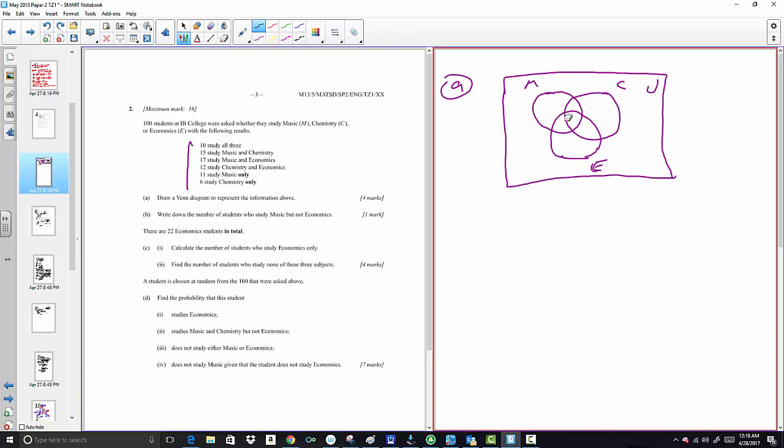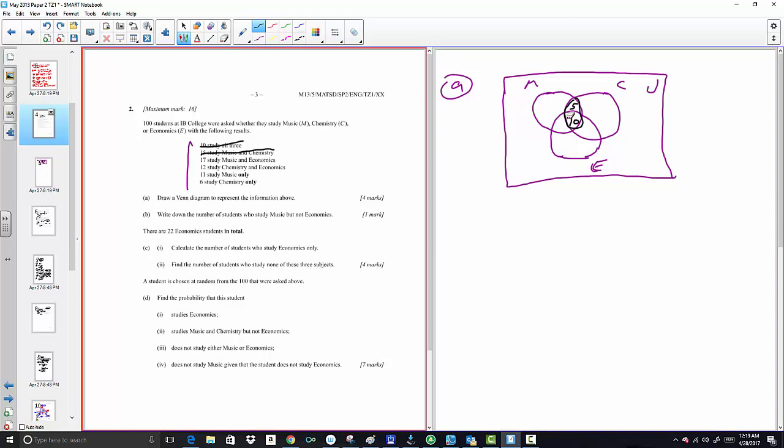10 studied all 3. So we got 10 in the middle. Done with that. 15 studied music and chemistry. So 15 belongs in this group here. There should be 15 people in the intersection of music and chemistry. We already have 10 sitting there, so this will be 5. Very important you understand how to do that. 17 studied music and economics. So here's this group right here. Music and economics, we already have 10 sitting in that group, so this will be 7 right here.